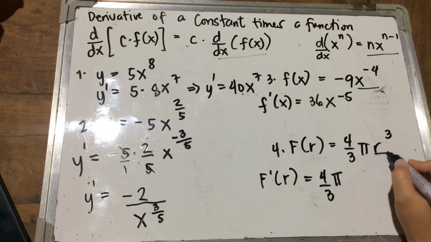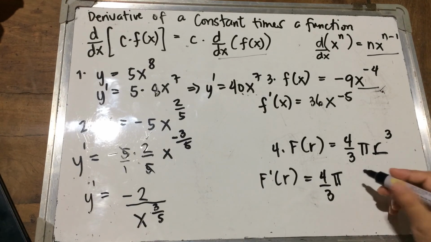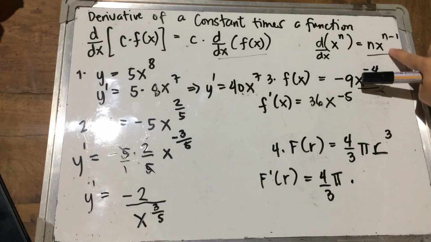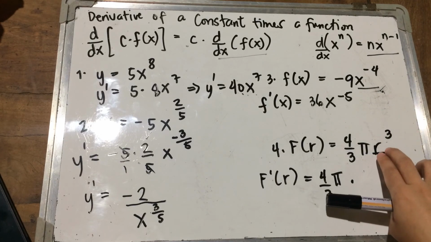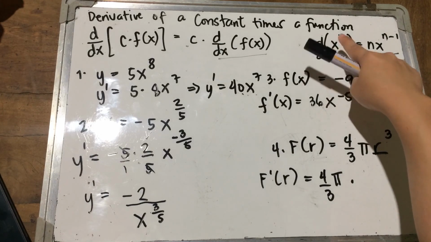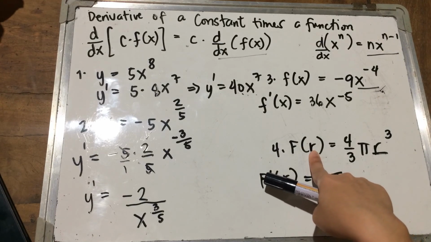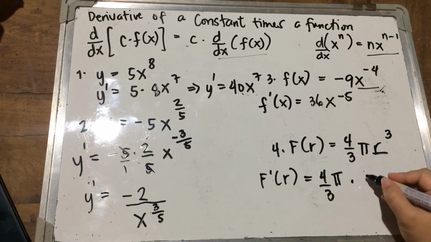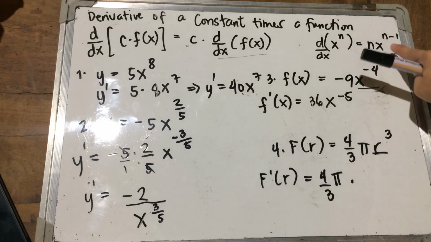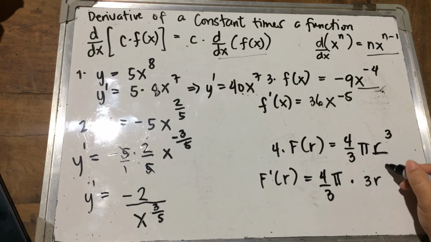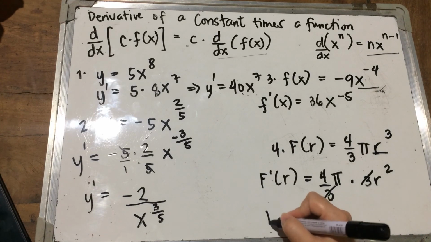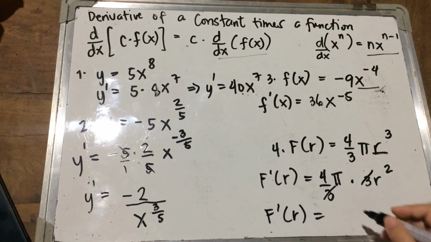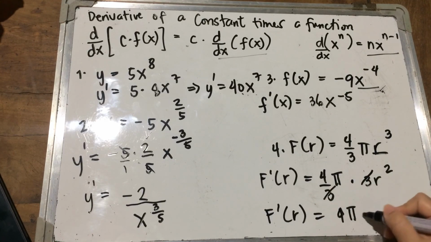And then, ang ating ide-derive lang is yung r cube. So, we have times derivative ng r cube. Ito uli ang ating susundin. Ito ay nasa form na x raised to n, single variable pa din naman. Hindi naman ibig sabihin na ito ay x, laging x variable, kasi ang function niya ay r, f of r. So, we have derivative ng r raised to 3. Sundin natin, 3r raised to 2. And then, cancel out yung common sa both numerator and denominator. So, f prime of r is equal to 4 pi r squared.